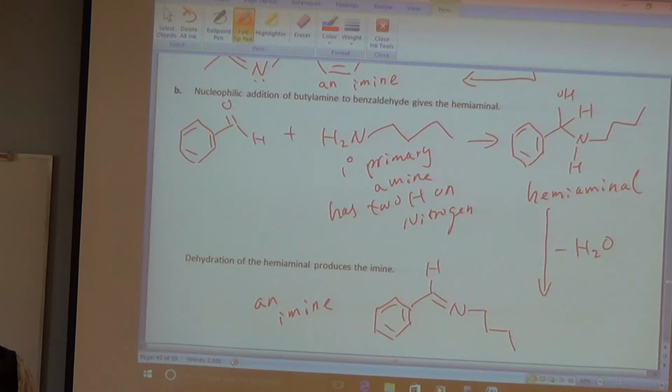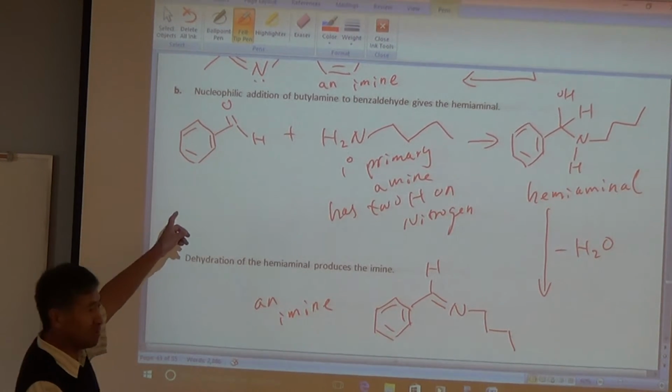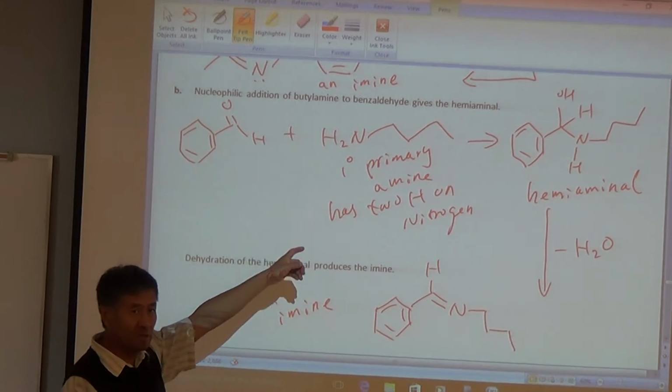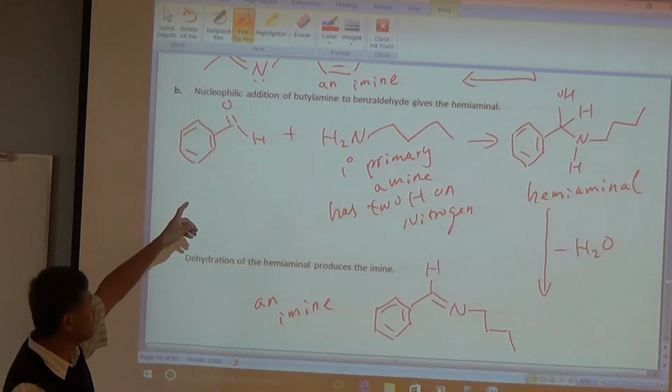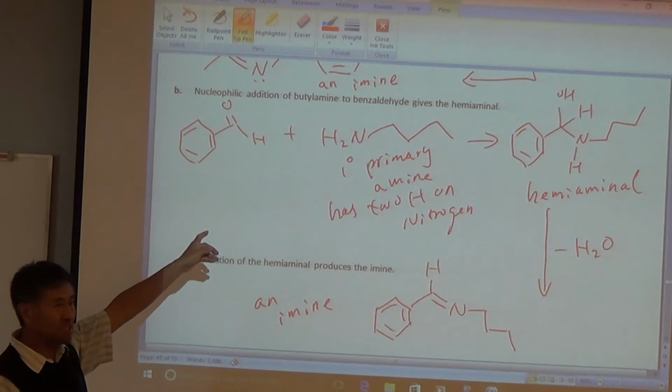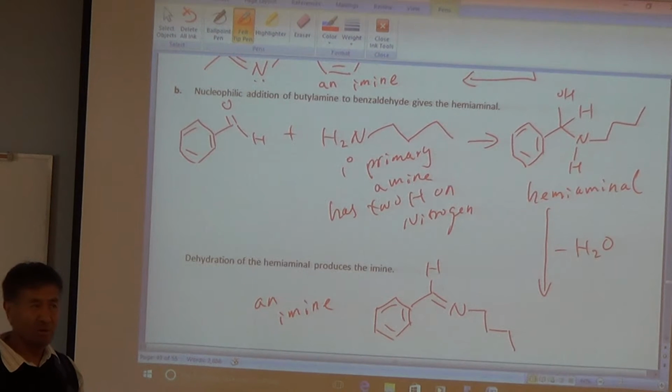Again, this is an imine. On the exam, on the quiz, it's relatively easy if you don't worry about the mechanism. You just take the carbonyl carbon and a primary amine, and you just replace your carbonyl C=O double bond by a C=N double bond.